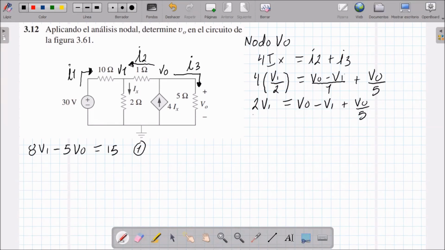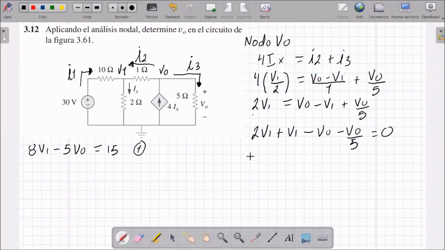I'm going to pass this on. Well, I'm going to leave it in positive terms and I'm going to get over all this now. It doesn't matter if I don't pass it, the result has to be the same. So there will be 2 V1 left plus V1 minus V sub 0 minus 0 over 5 because it's going to be equal to 0.